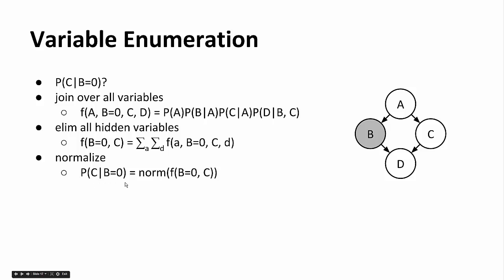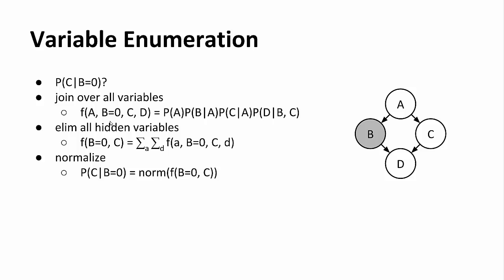Okay? So very straightforward, very easy to understand. But we're typically not going to be using this solution, and that's because to do variable enumeration, in the first step, you have to join over all of the tables, and you'll end up with some huge table. Imagine that we have a much larger Bayes net with maybe 100 variables.